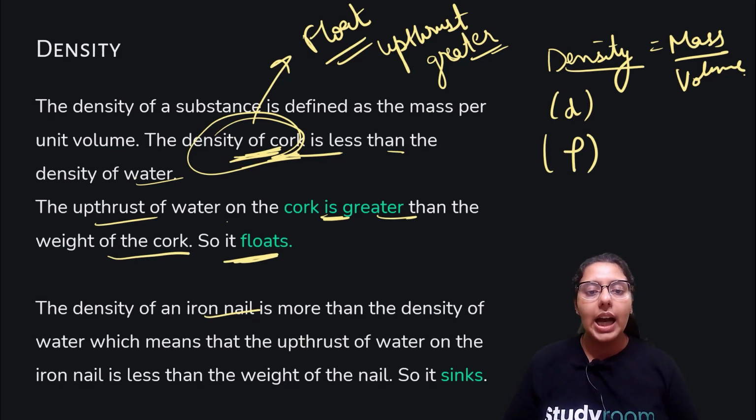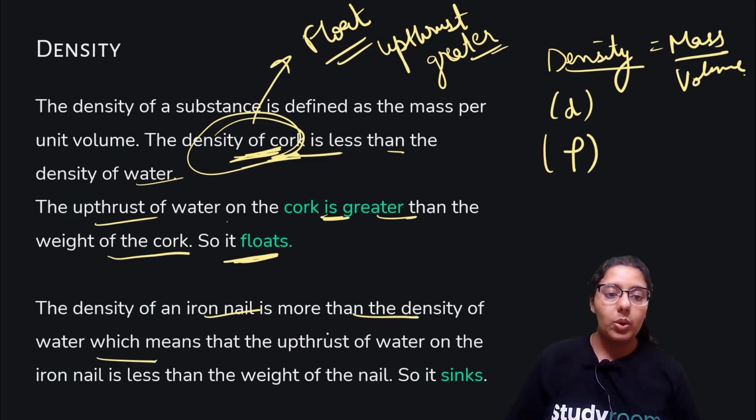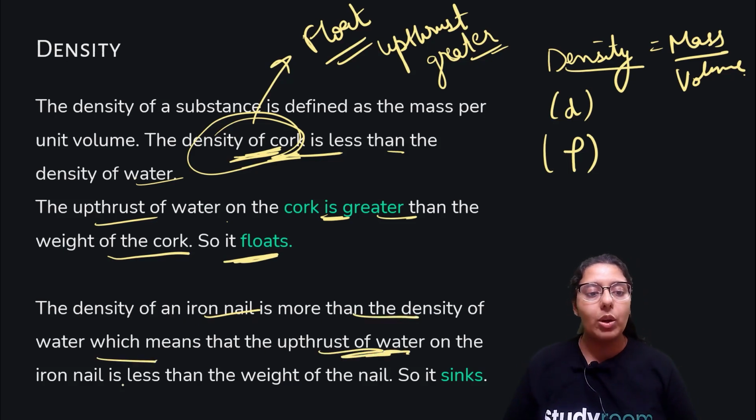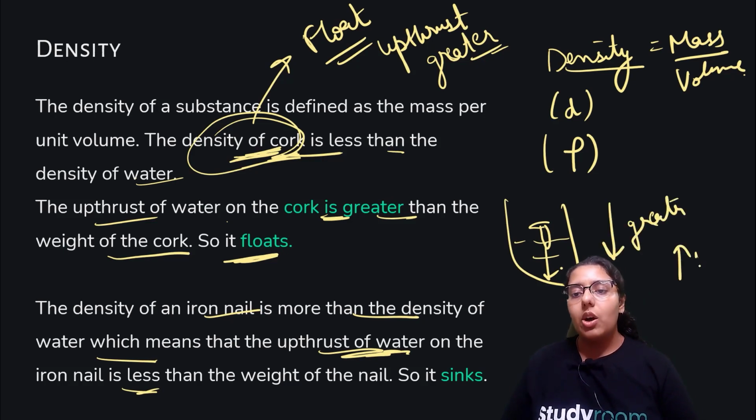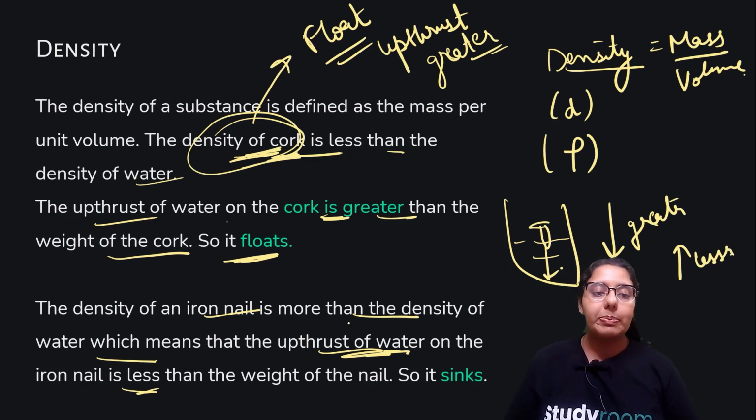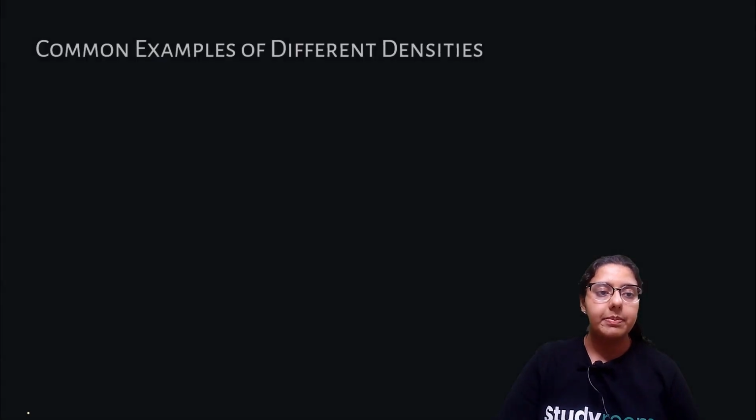The density of an iron nail is more than the density of water, which means that the upthrust of water is less. So what happens in the case of the nail? It sinks down. Why so? Because the downward force is greater, simply, and your upward force is lesser, right? Your upthrust of water is less than the weight of the nail. That's why it sinks.